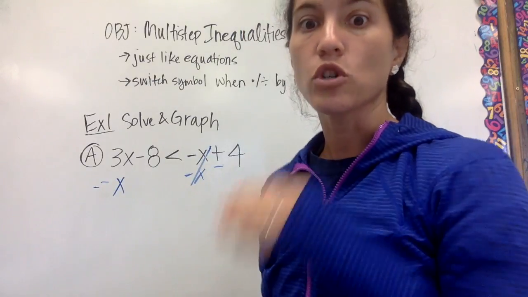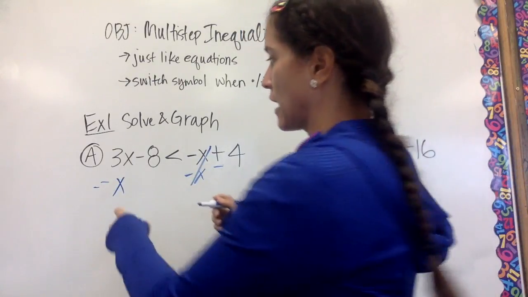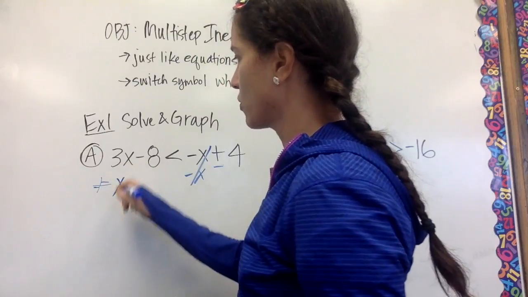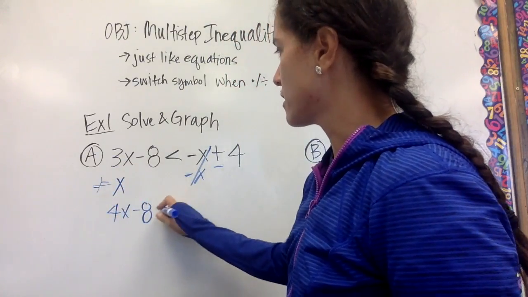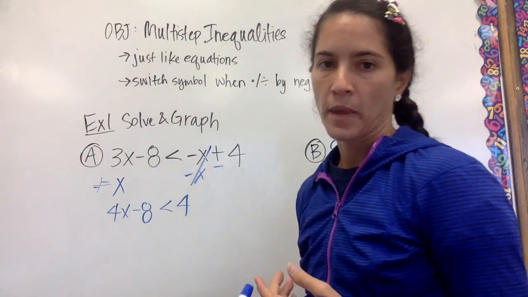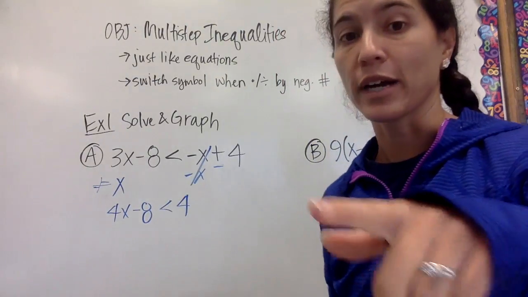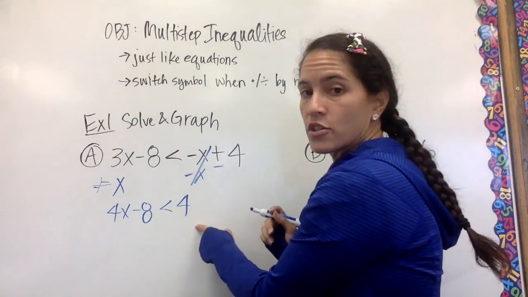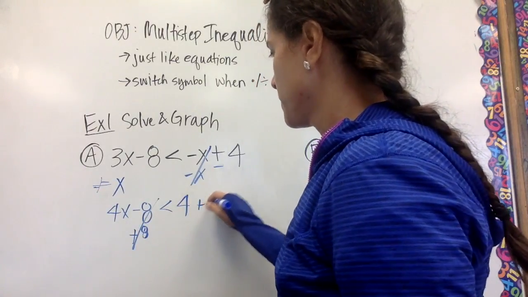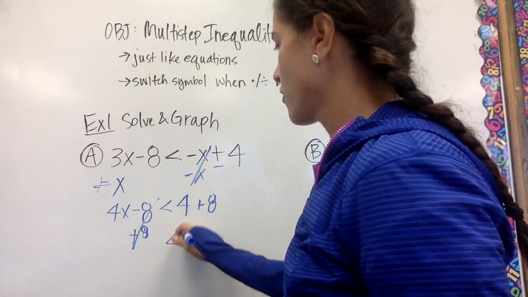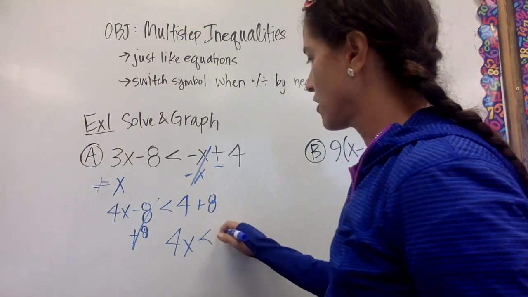and when you subtract a negative x, that is like adding an x, so 3x plus x is 4x, minus 8 is less than 4. So I've moved my variable over. Now I need to move my constants to the right. So it's minus 8, so I'm going to add 8 to both sides. And 4x is less than 12.